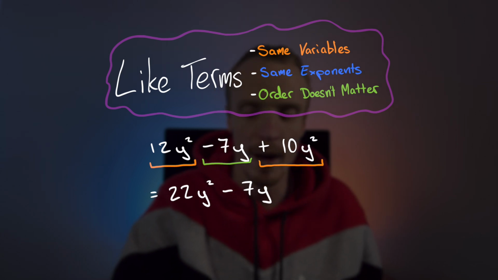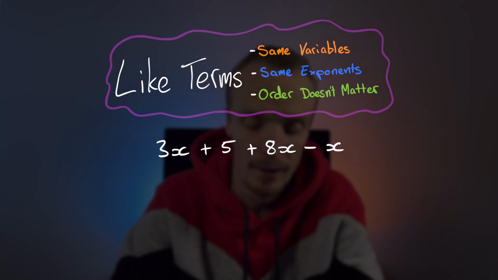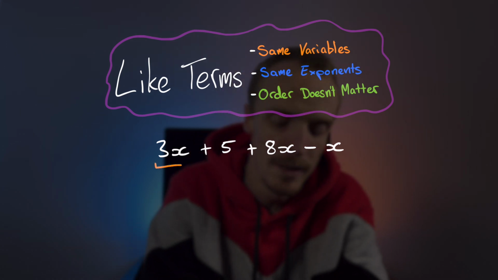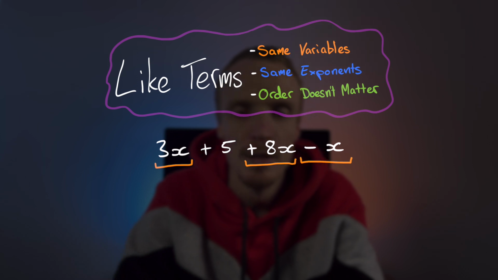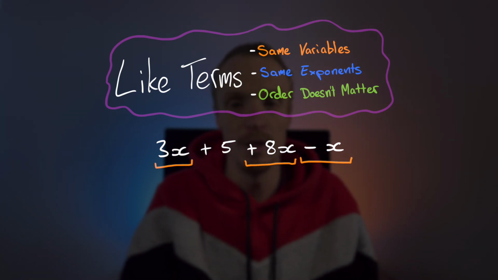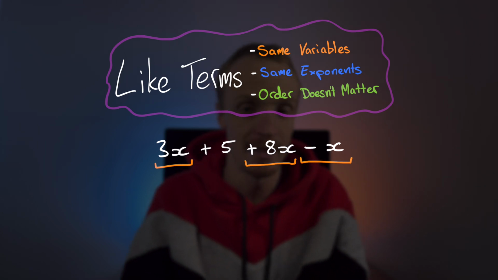Let's have a look at one last example. And that's the example 3x plus 5 plus 8x minus x. You can see here that we only have the one variable here, and that's the variable of x. And the first term contains that variable of x, but so does the third term, and so does the fourth term. So what we can do here, and this is important to know, is we can add them all together.